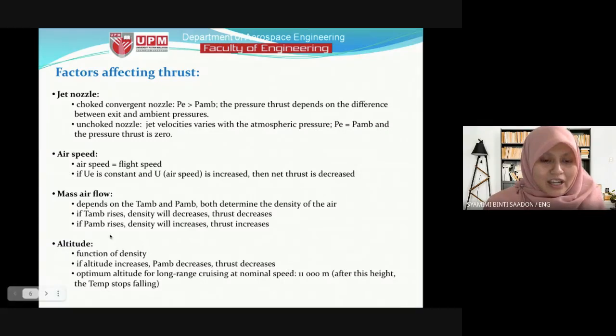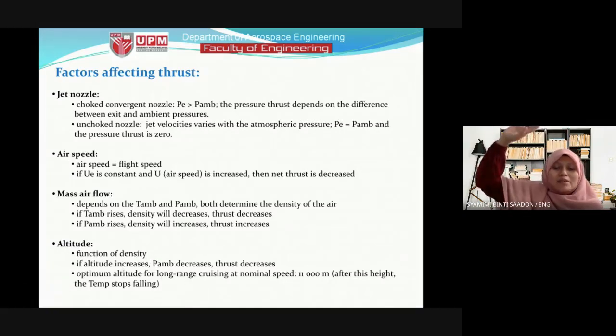And then next, the altitude. This is also linked, as it is also a function of density. If altitude is increased, the ambient pressure will decrease. When we are flying and keep increasing our altitude, the ambient pressure will decrease. That's why sometimes we have problems with our ears, because the initial ambient pressure in our ear is different from the ambient pressure when we go up flying. So the ambient pressure will decrease when we go up, and the thrust will decrease.